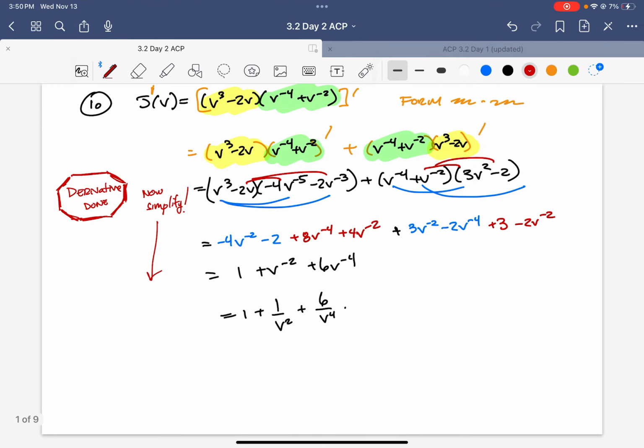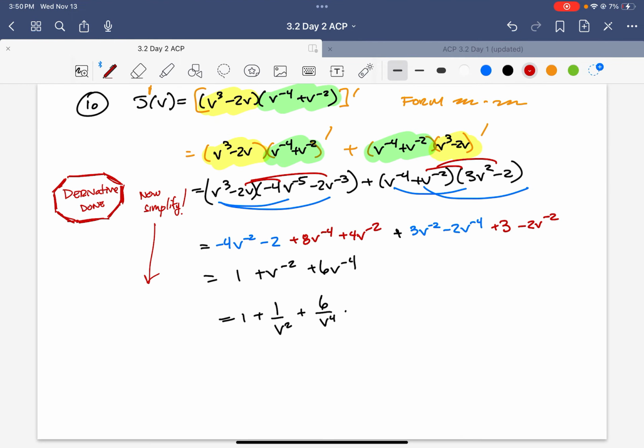Okay, let's do some homework. So first off, we have 10. When we look at this, its form is stuff times stuff, so I'm going to do the product rule. So I take the first times the derivative of the second, plus the second times the derivative of the first.